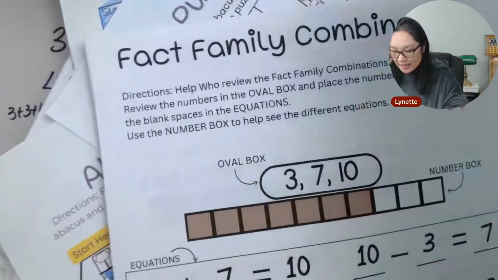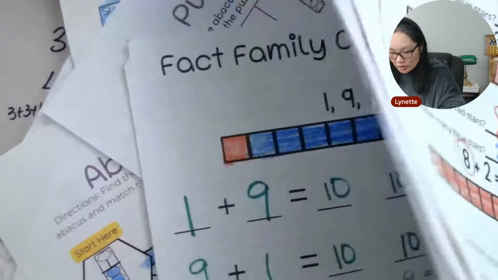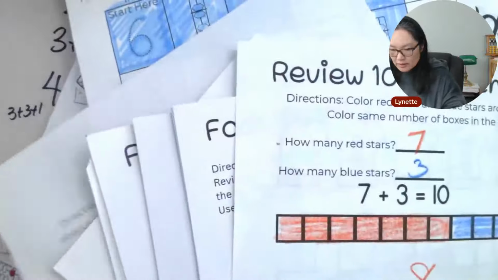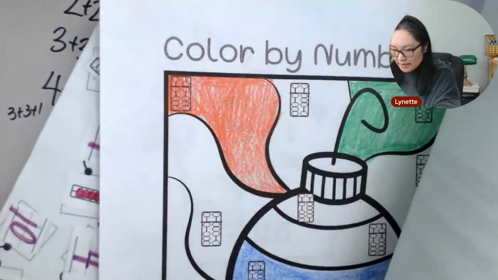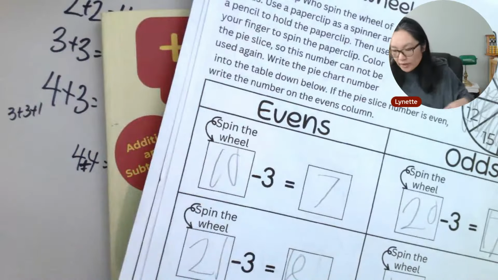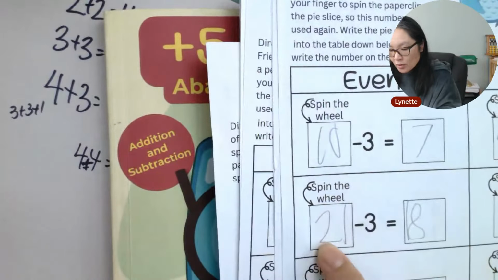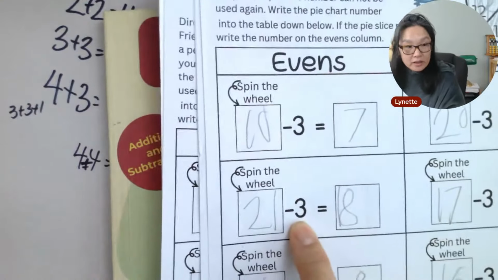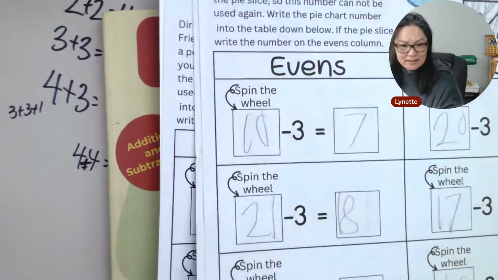But then we take it to the next step, which is we actually utilize it. Where's my paper? There we go. We actually utilize it, and when we do the 10 take away 3, or 21 take away 3, we use it on the abacus. I don't know if that made sense.